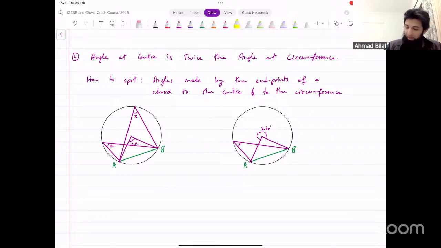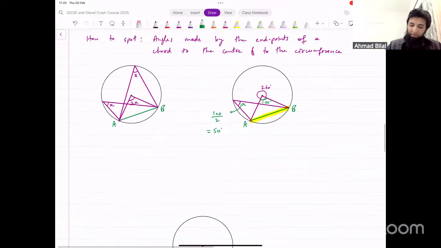You look at this chord AB. This chord is making one angle at the center. That's this angle. How do you find this angle? Angle in a full circle is 360. 360 minus this 260 leaves you with 100 here. If this is 100, this angle here is going to be half of 100. That means 100 over 2, and that gives you 50 degrees. So this angle here should be 50 degrees for that reason. Okay. So angle at center is twice the angle at the circumference.